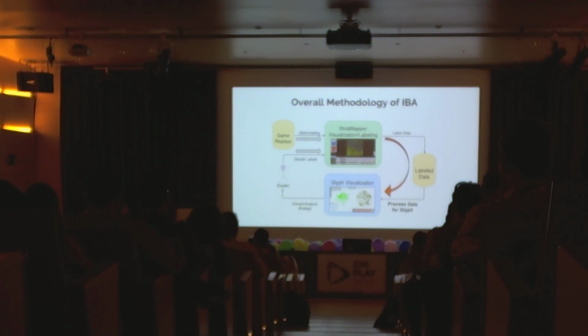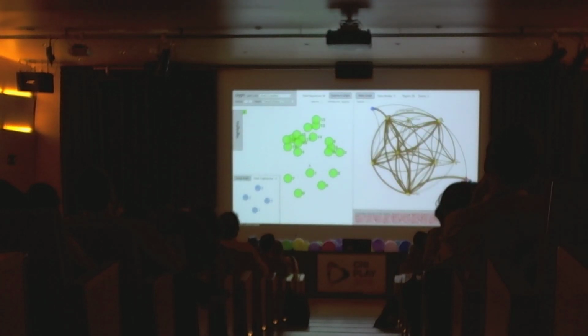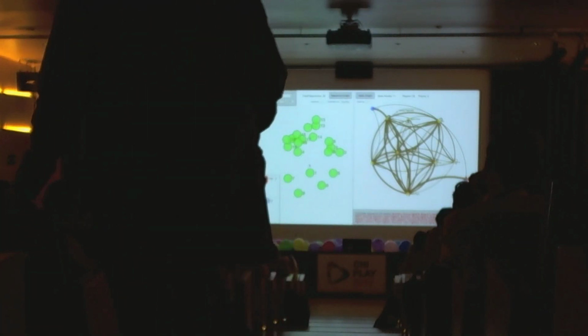After the labeling is done, the label data is then processed and fed into another visualization system that is named Brief. So Brief is a visualization system that allows easy understanding as well as investigation of player strategies. It is comprised of three visual representations: a state graph, a sequence graph, and a group graph.